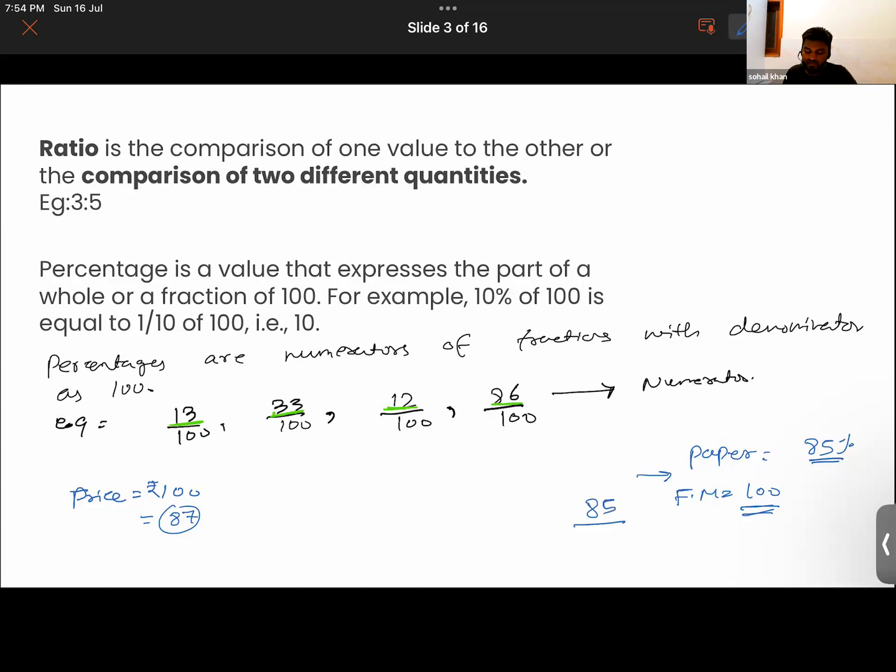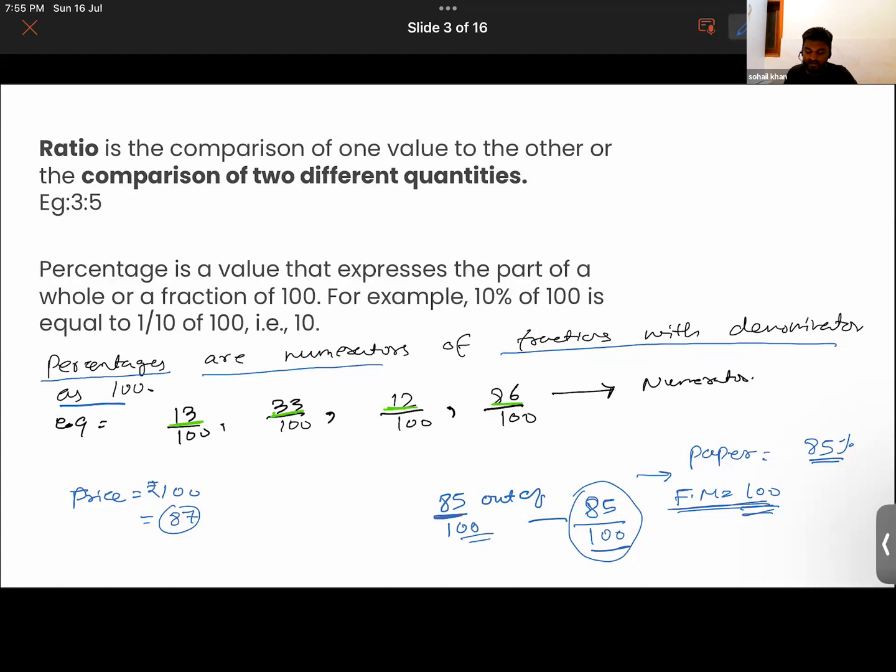It is simply 85 upon 100, because as per the definition, percentages are numerators of fractions with the denominator as 100. So full marks in your exam was 100, and you got 85. 85 out of 100. So this 85 here, that is the numerator in this fraction, becomes the percentage obtained by you guys. I hope this is clear.